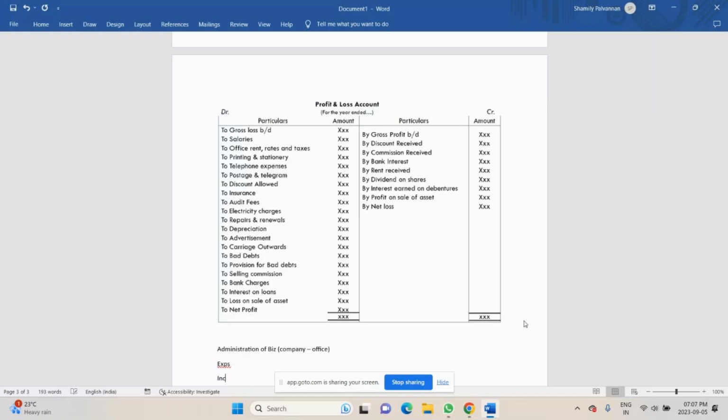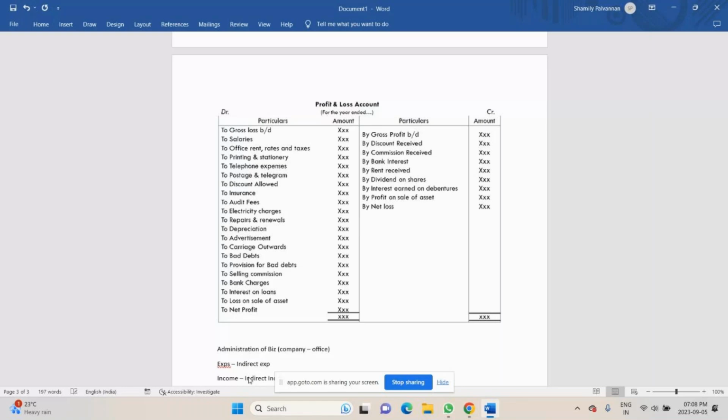So these expenses, we call them indirect expenses. Why do we call them indirect expenses? It is not directly related to a business, it is additionally related to a business. That means it is not directly affecting my actual motive of a business, that is buying and selling, trading activities, whereas it is related to my administration activities. So indirect income.